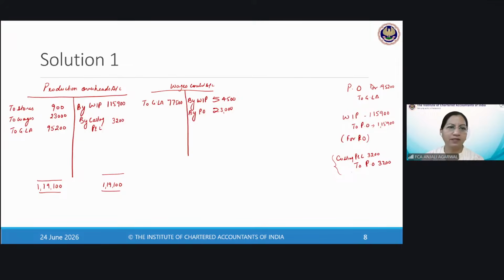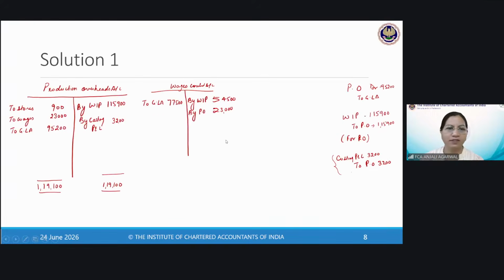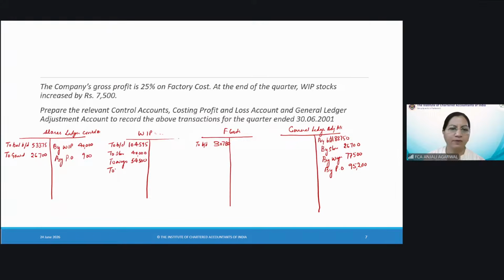So we have credited the production overhead with these two figures. Now we need to debit it. So we'll open up a costing P&L account also. And here we'll post one entry to production overheads under absorbed 3,200. So one debit is done. And what is the other amount which is to be debited? 1,15,900, which will go to WIP.